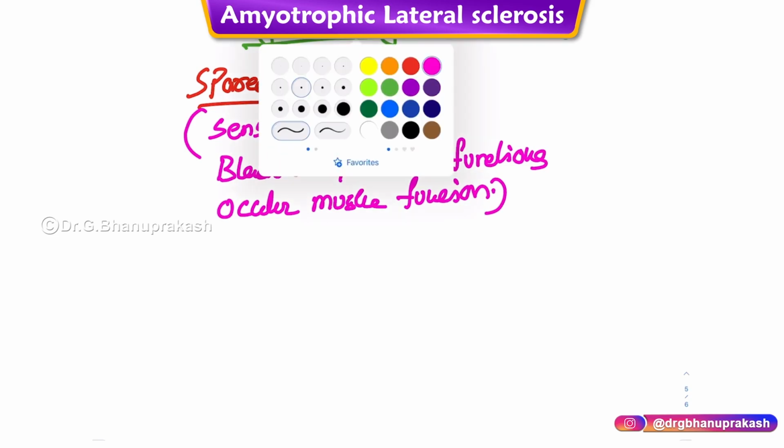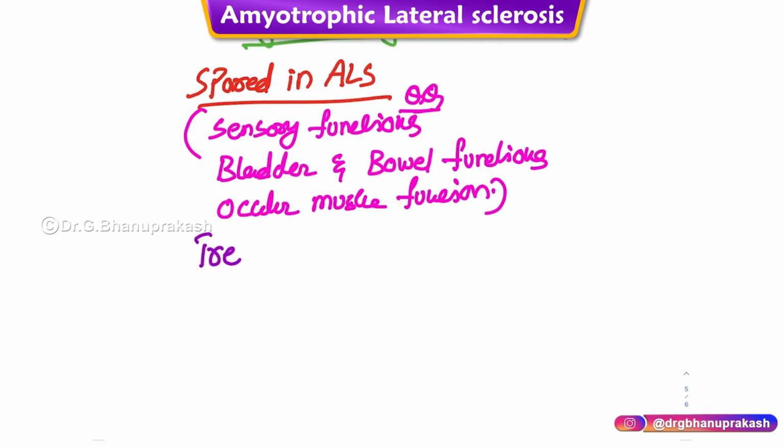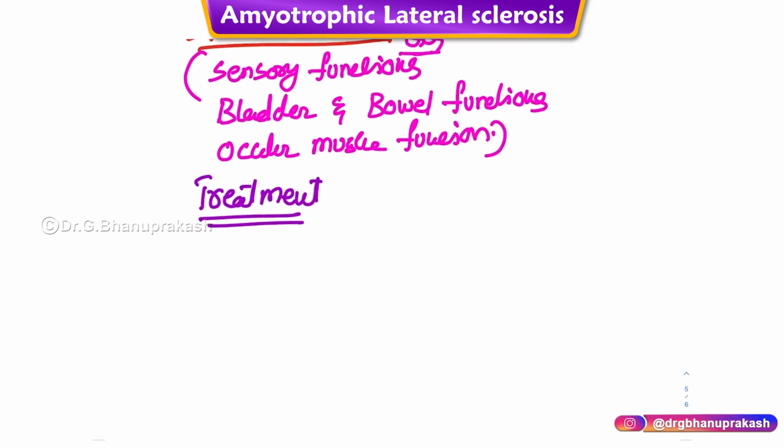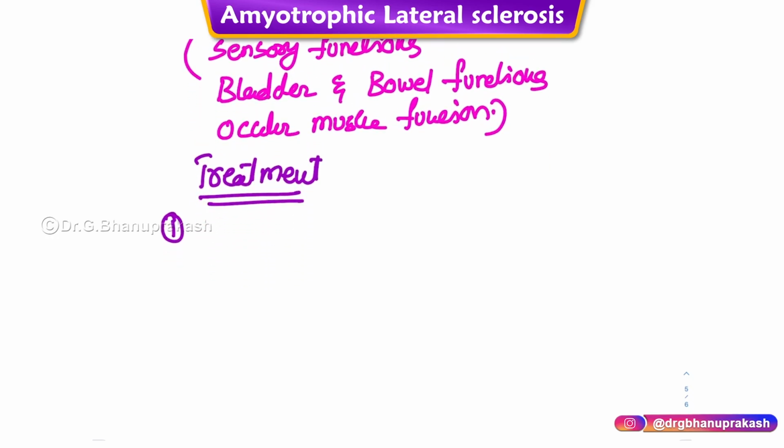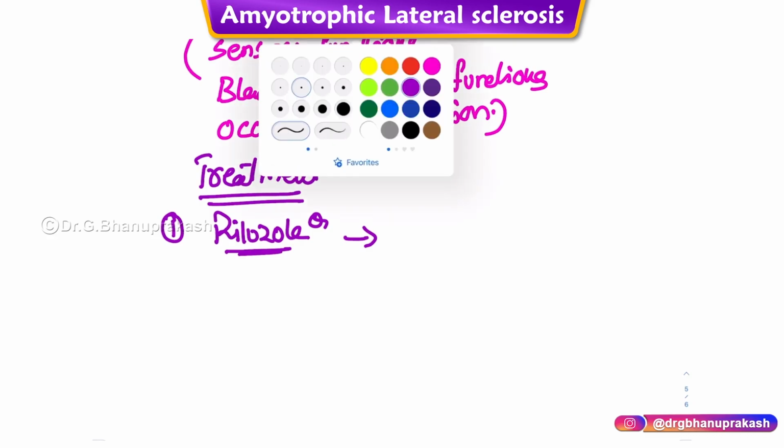Now finally, let us conclude our discussion by discussing the treatment. The first one will be riluzole. Very, very important from the MCQ point of view as well as for the exam. So riluzole is one of the treatments, or we can say at present is the treatment of choice for ALS. And what is this riluzole? Riluzole is a non-competitive antagonist of the NMDA receptor.